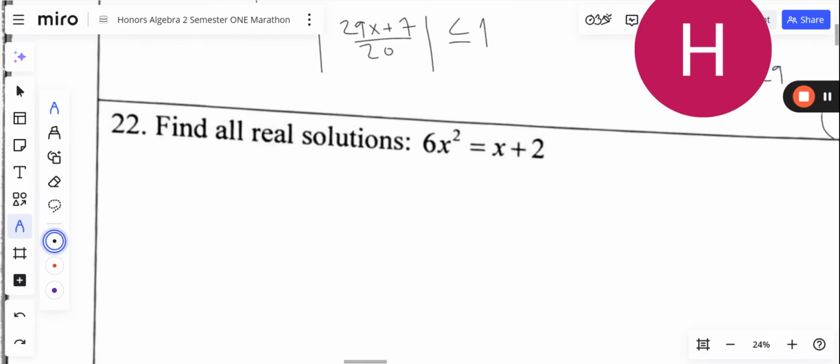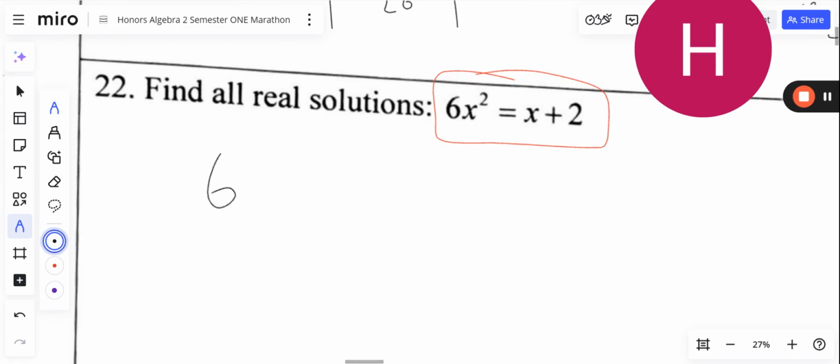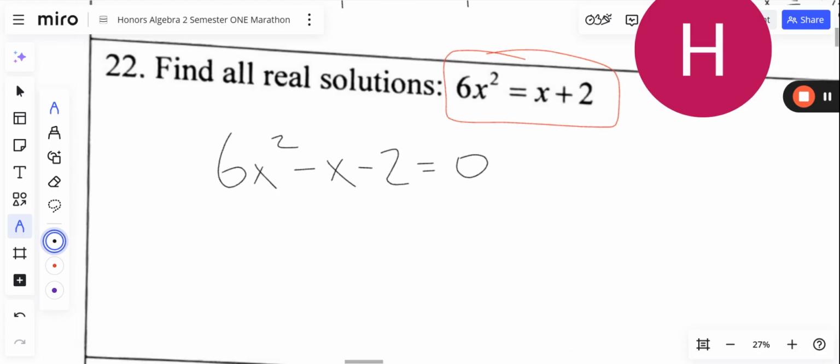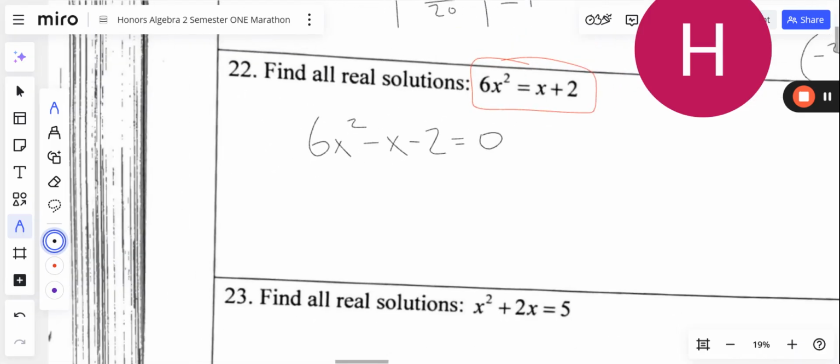Okay, find all real solutions. This should pretty much scream a quadratic. If it doesn't scream quadratic, then you need to really look at this more closely because there's an x squared in it. Pretty much tells you it's a quadratic. And the way we solve those is we move everything to one side, and we try to factor if possible. So let's go ahead and try to factor that.